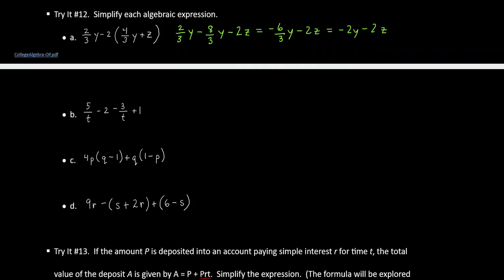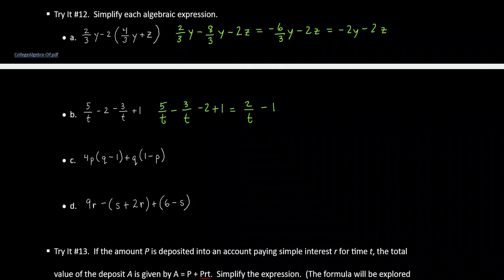Next problem here, where it's all addition slash subtraction, so you can combine these two terms which look alike. We'll put those two together and then put the other two terms together, and you can see those are similar. So 5 over t minus 3 over t equals 2 over t. -2 plus 1 is -1.